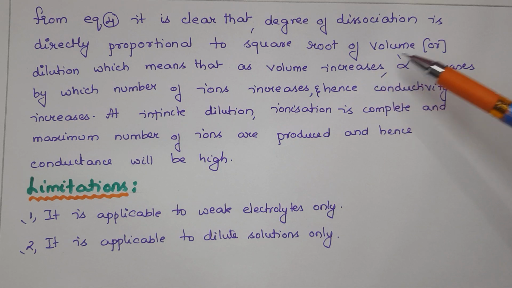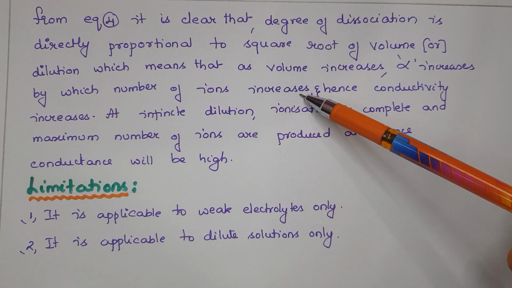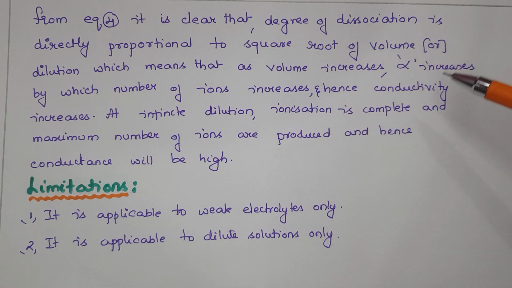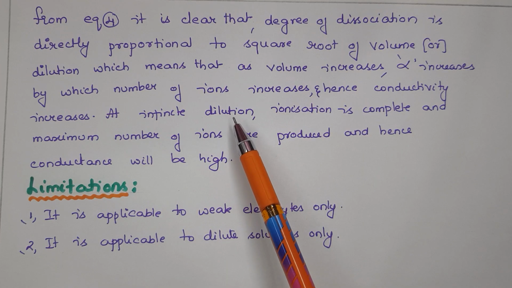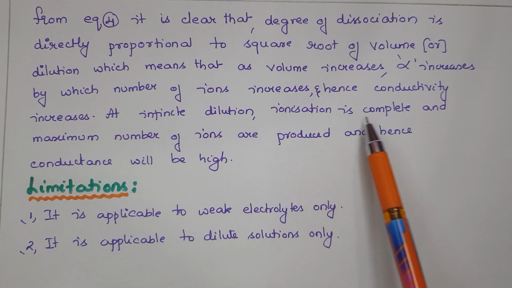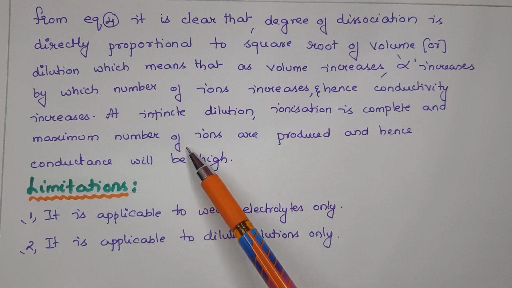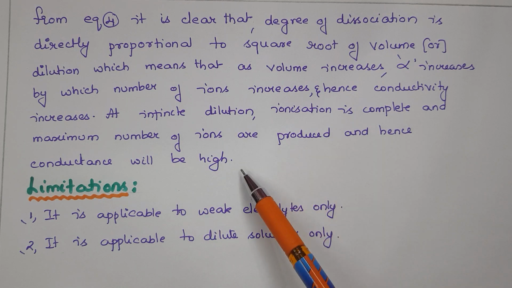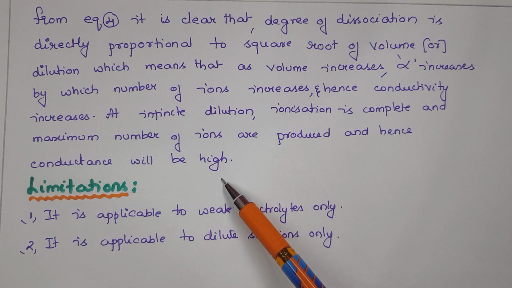So as volume increases, alpha increases. Alpha is increasing, degree of dissociation is increasing. What does it mean? The number of ions increases. The number of ions increasing means conductivity increases. So till how much can this alpha be increased? Till infinite dilution. How much can we dilute the electrolyte? Till that point it can be diluted. So at maximum dilution or infinite dilution, ionization is 100% complete and the maximum number of ions are produced, and hence conductance or conductivity will be high. That is what equation 4 describes, students.